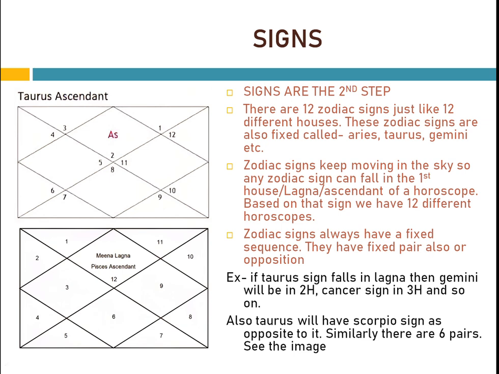They have a fixed pair. You don't have to memorize or write this, you just put the signs continuously. Like 2 is here, then 3, 4, 5, 6, 7, 8, 9, 10, 11, 12, then the first sign.